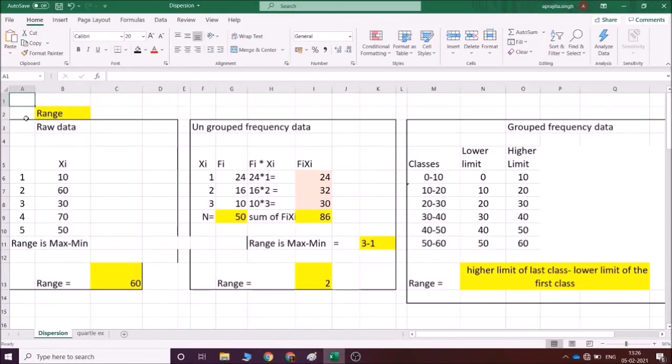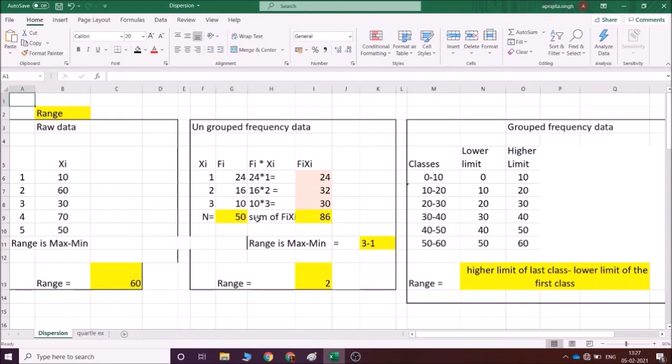This lecture we will be studying about dispersion. How do you find out dispersion, what are the measures? Range, quartiles, mean deviation, standard deviation. So in case of range, if the raw data is given to you, you find the range by maximum minus the minimum. Maximum number is 70 minus 10. So the range is 60 now.